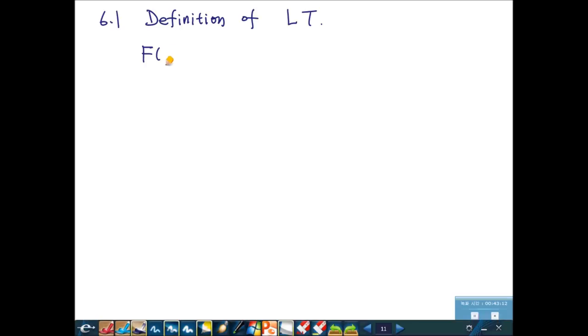F of s is the cursive L of a function in time domain: the integral from 0 to infinity of e to the minus st times f of t dt. That's the definition. That's the definition of Laplace transform. Okay? Do you get anything?